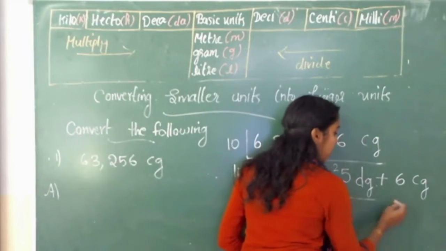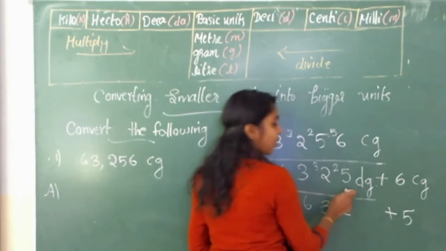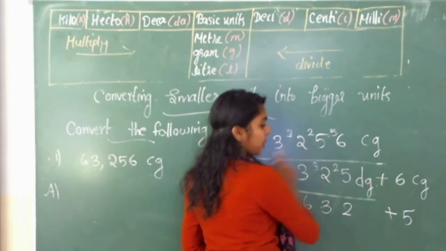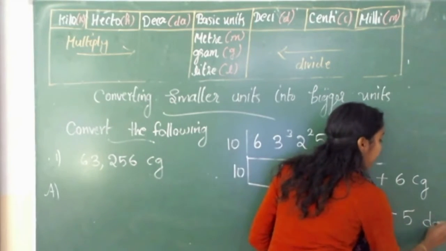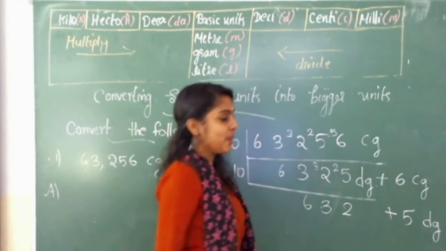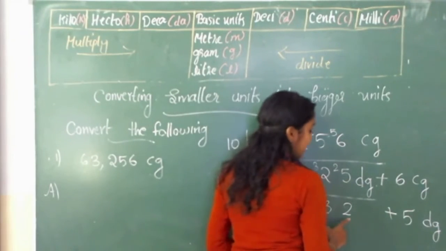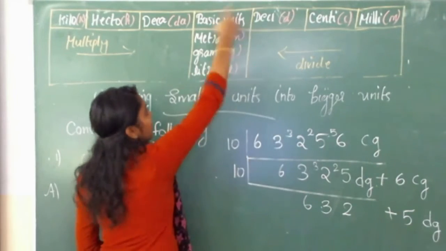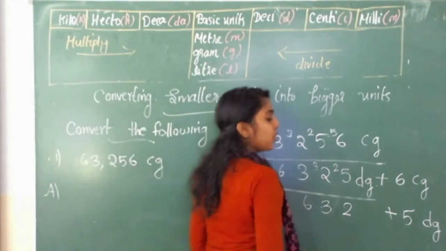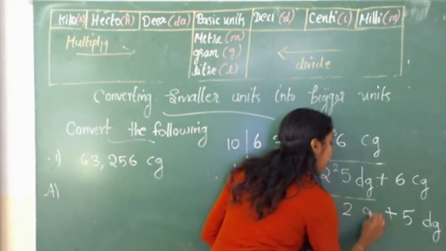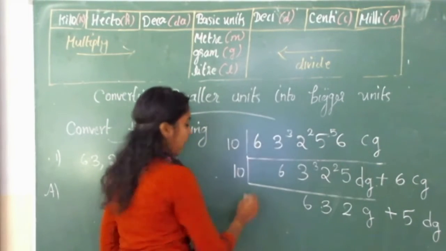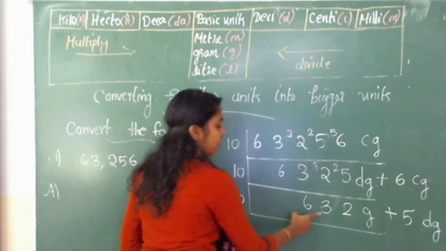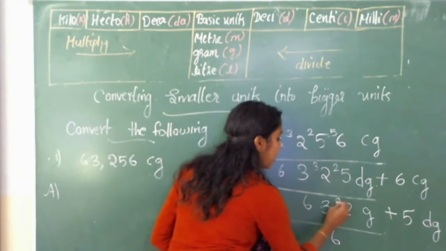That remainder 5 belongs to which one? Yes, this group: decigram. And this one belongs to 632, the new one. What's the basic unit of this one? Gram. Clear? Again, 10 6s are 60.